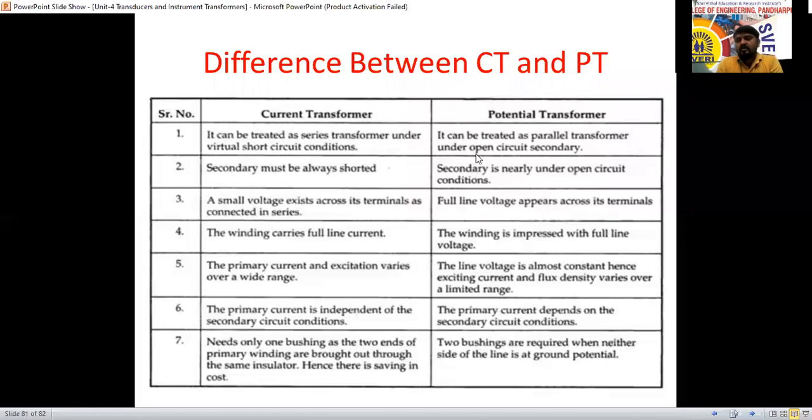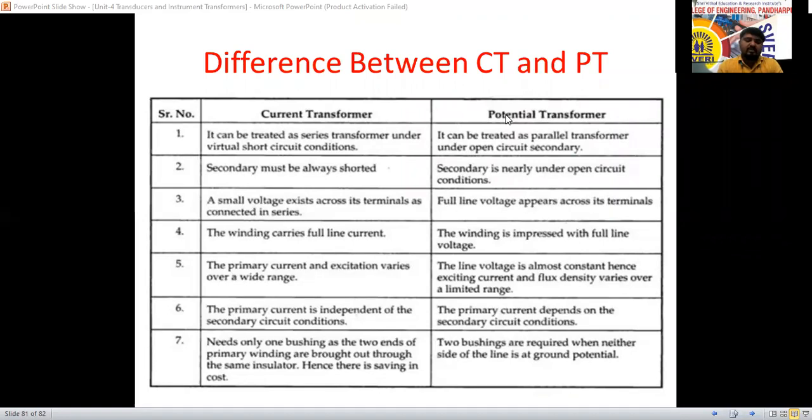Yes. Okay. So we have already discussed the construction, working, and derived the equations of all the things of the CT and PT. If you know that, then we have to differentiate the difference between current transformer and potential transformer. This is the last topic of the fourth chapter. The difference between CT and PT we are going to discuss here now.